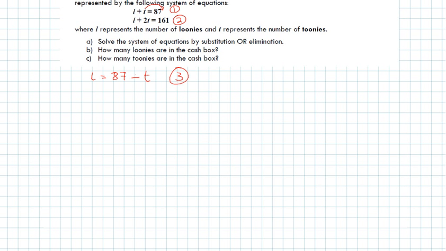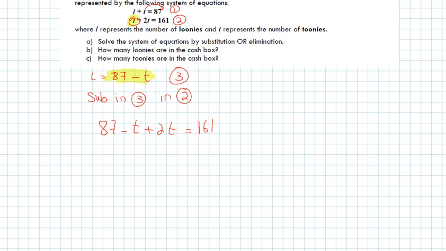So 3 and 2. So instead of L, I'm going to replace this L with its value. So 87 minus T plus 2T equals 161. You guys okay with this? So L is 87 minus T. I replace that in here for L. Okay, and everything else stays the same.